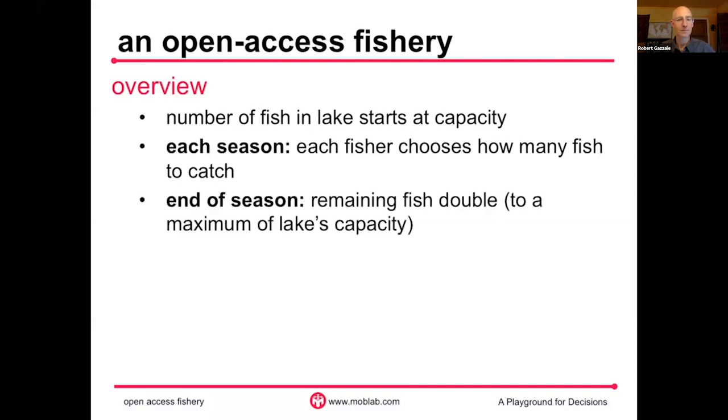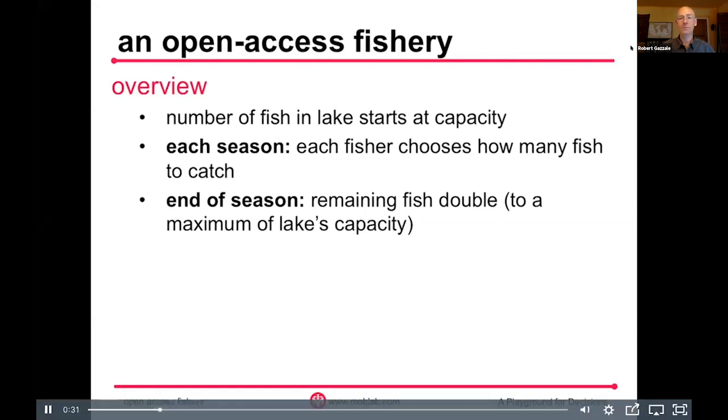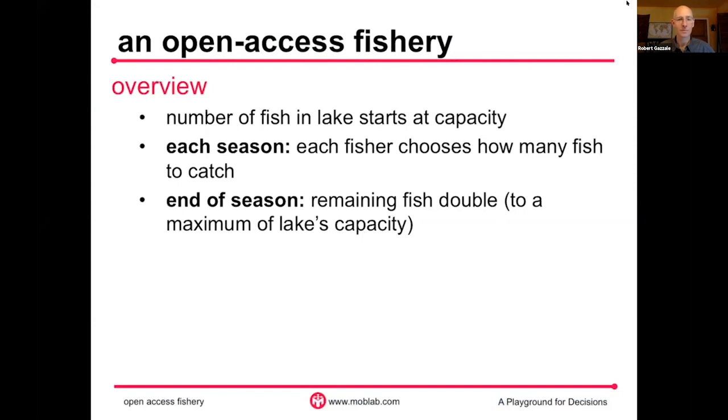At the end of each season, the remaining fish double in numbers up to a maximum of the lake's capacity. So, if at the end of a season 30 fish remain in an 80-fish lake, then there will be 60 fish at the start of the next season. On the other hand, if 50 remain in an 80-fish lake, then there will be 80 fish at the beginning of next season.